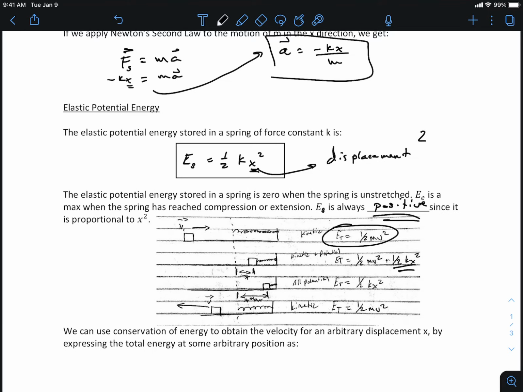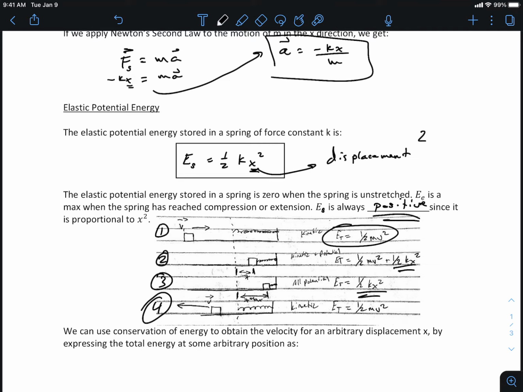Okay, when I completely compress a spring, like in stage, we'll call this stage 1, stage 2, stage 3, stage 4. If I completely compress a spring, like what I see here, and the box stops moving, now it's all potential, right? So the total energy in this system now is all contributed from the spring.